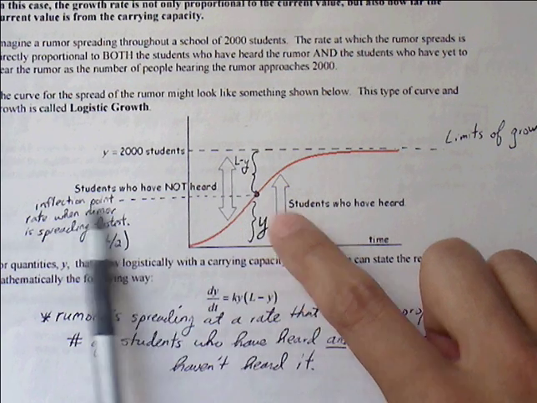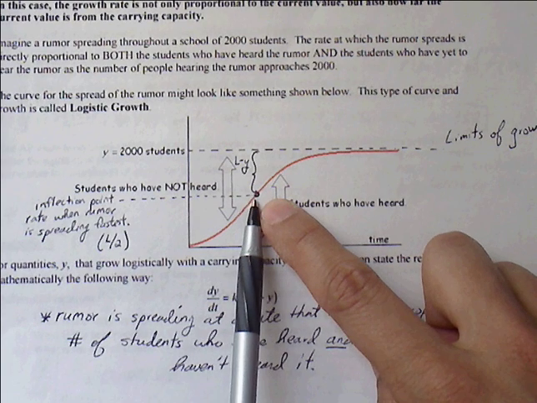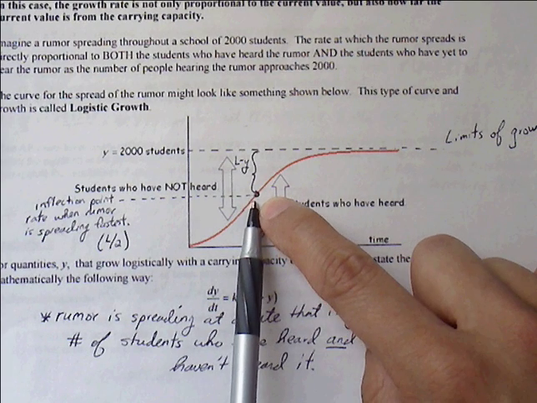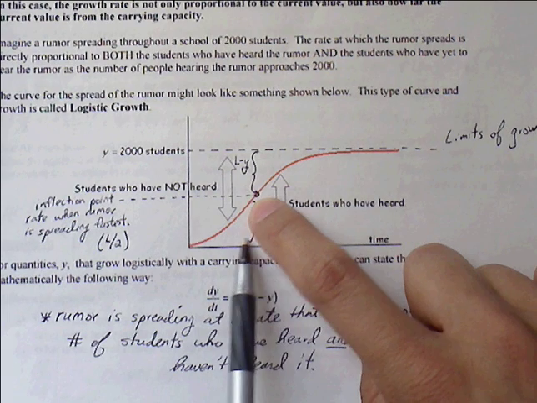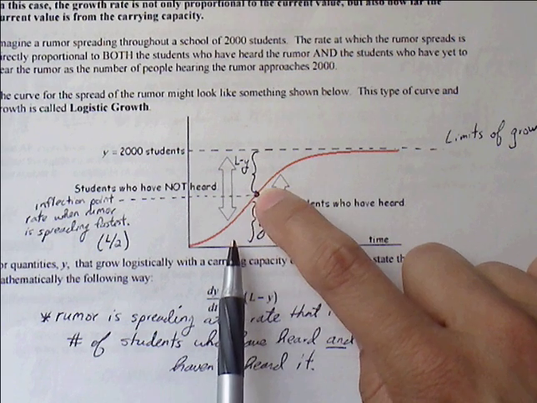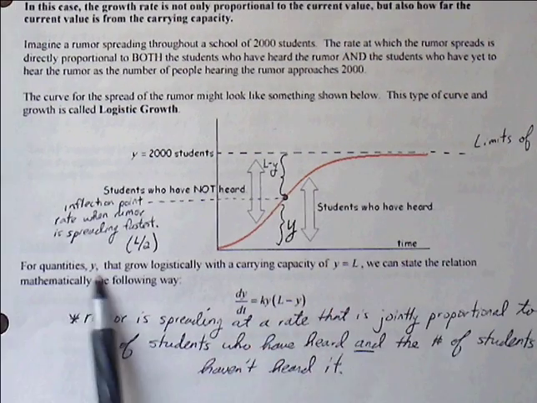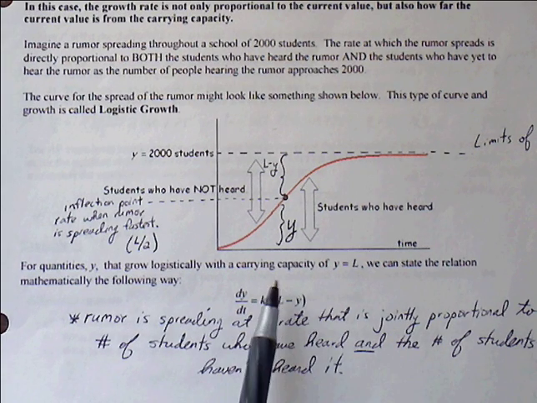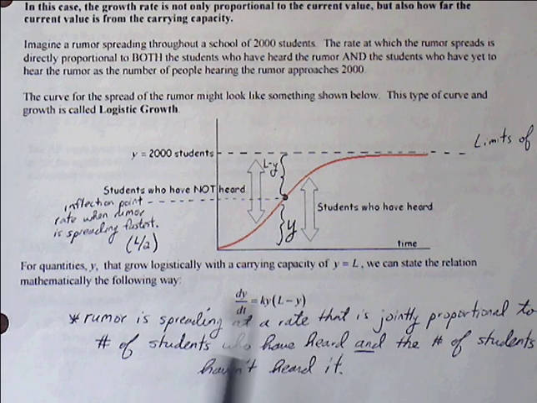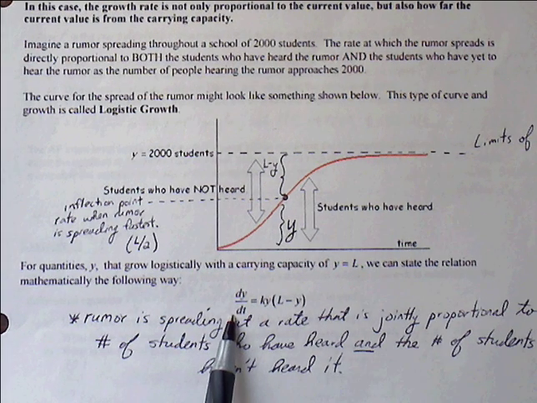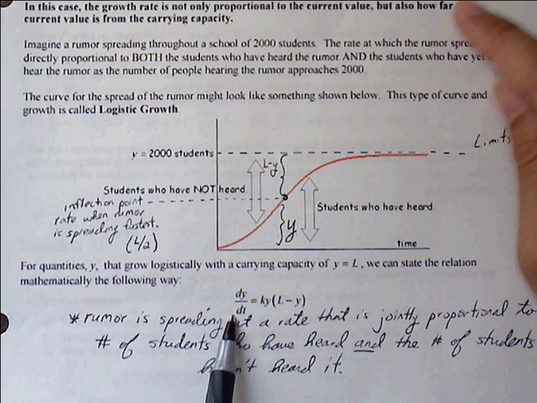heard. And then this point here, this inflection point, is the rate when the rumor is spreading the fastest. We see that this is where the curve is at its steepest. Okay, for quantities y that grow logistically with the carrying capacity y equals L, we can state the relation mathematically in the following way. dy over dt is equal to ky times L minus y.